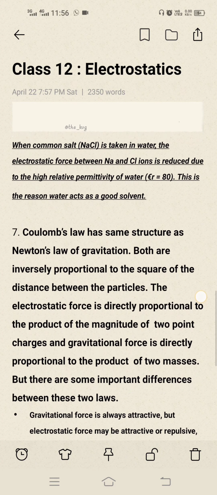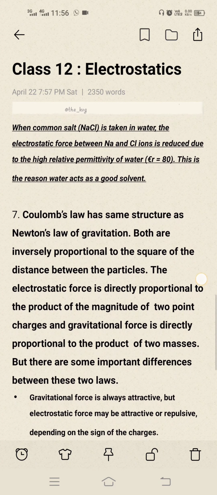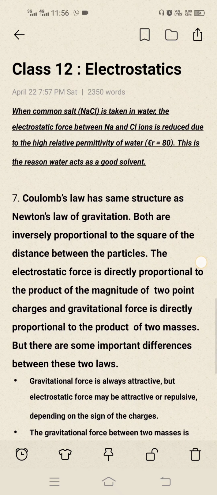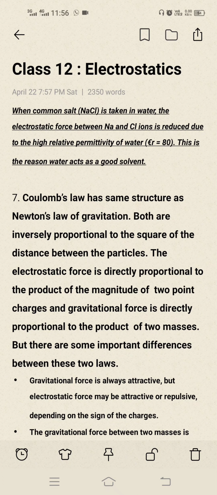But there are some important differences between these two laws. Gravitational force is always attractive, but electrostatic force may be attractive or repulsive, depending on the sign of the charges. It is because mass is of only one kind, no negative or positive mass, but charges are of two types, positive or negative. So like charges repel each other, and opposite charges attract each other.